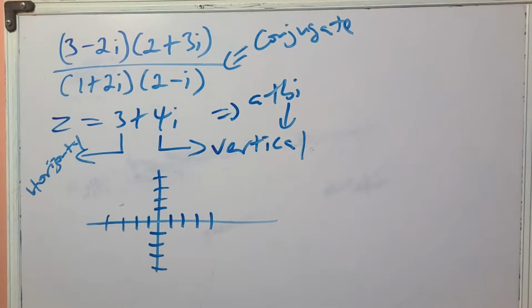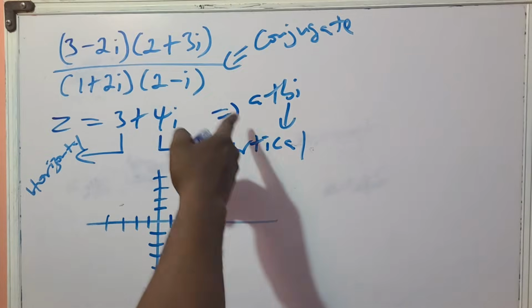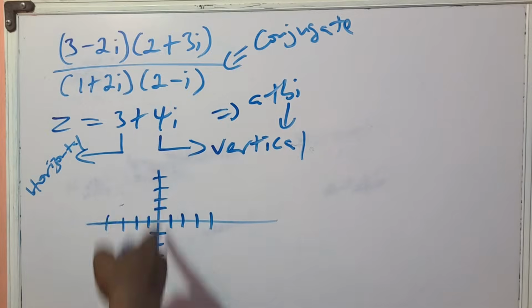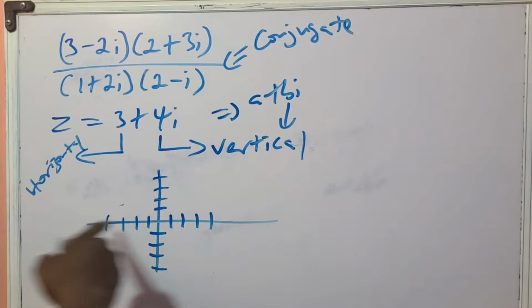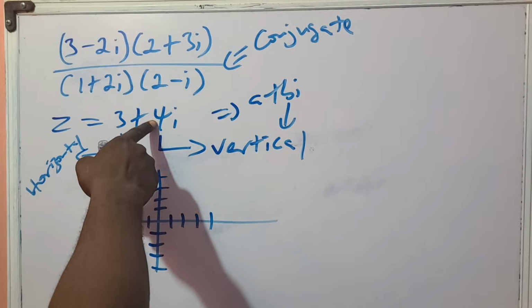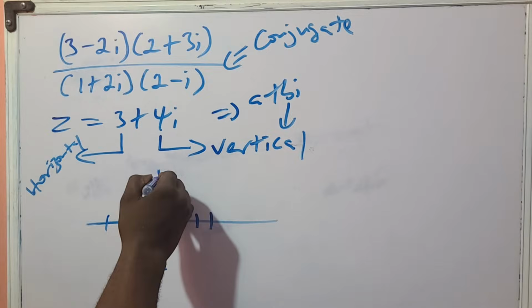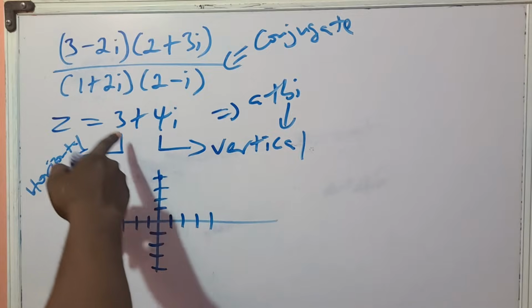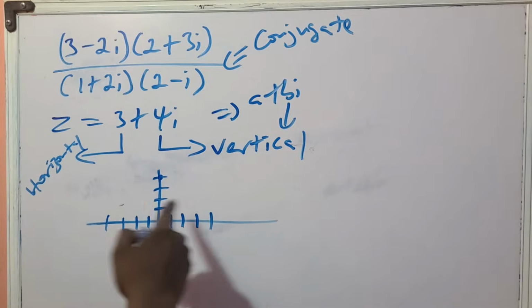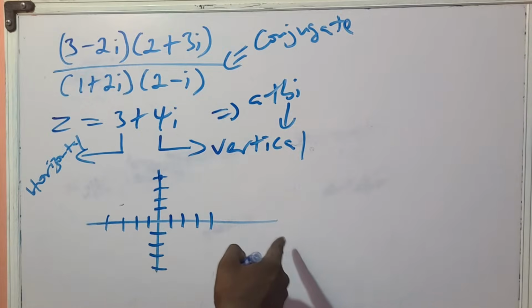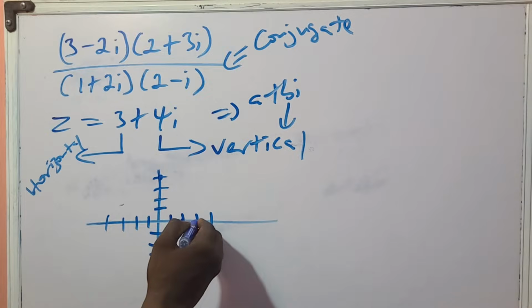So when you have something like this, this is the imaginary part. We say it's going to stay on the vertical axis. Of course, this is the vertical axis, while this is the horizontal axis. So this 4 here, you want to go 4 units up, and 3 units horizontal. So 4 units on the vertical, 3 units on the horizontal. So 3 units here, 1, 2, 3.